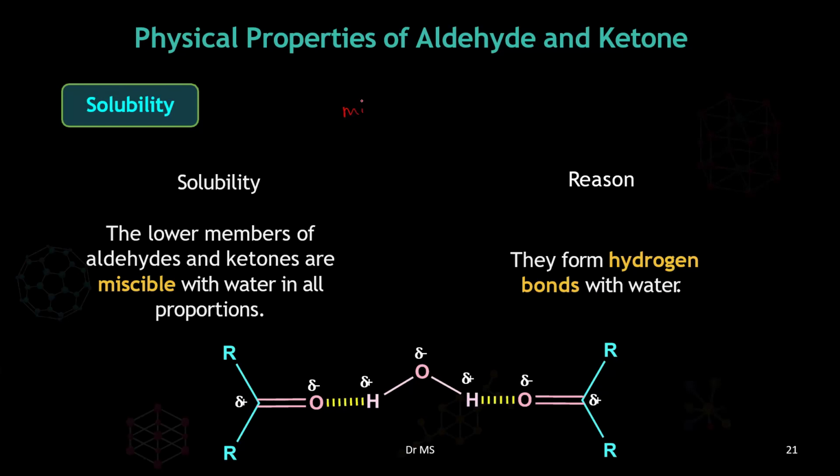Miscible means it is able to form a homogeneous solution. That means it has the ability to completely mix with water. You can take any amount, but still it can easily mix up in the water, because they form hydrogen bonds with the water. And those which can form hydrogen bonds with water are very good soluble substances. So here the aldehydes and ketones can easily mix with the water.